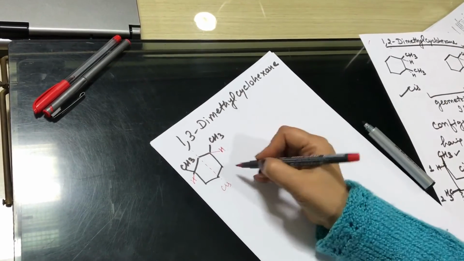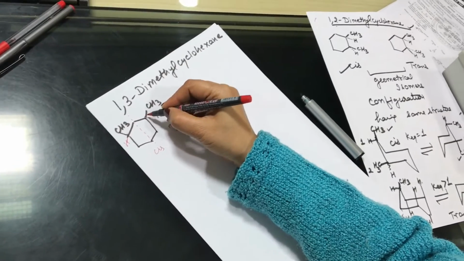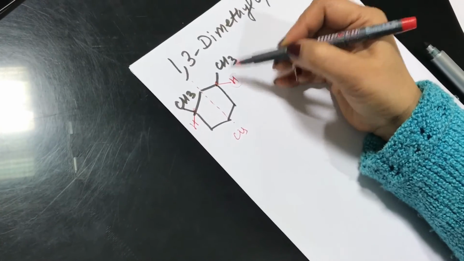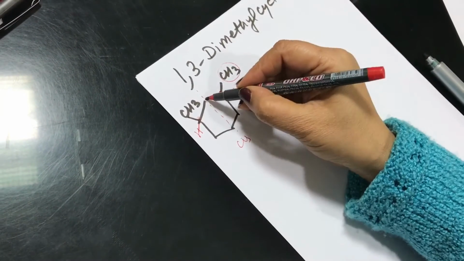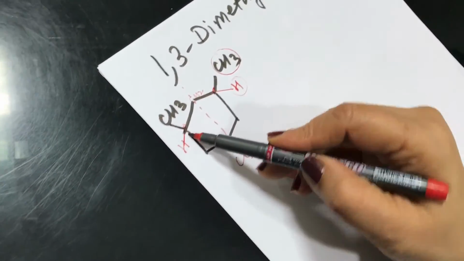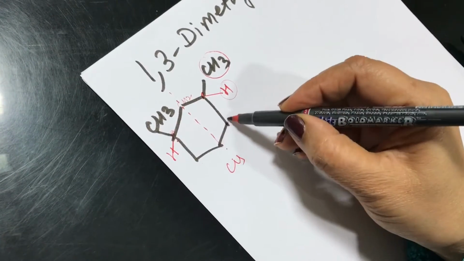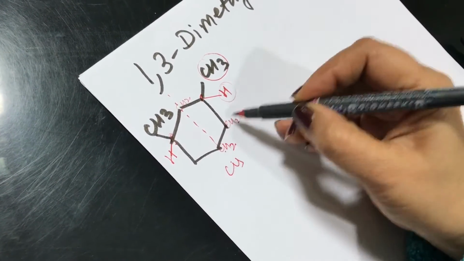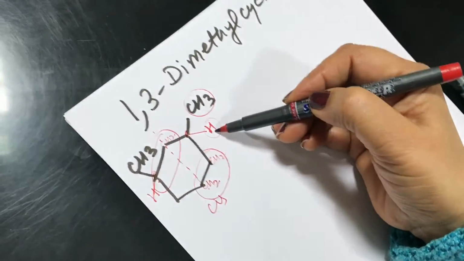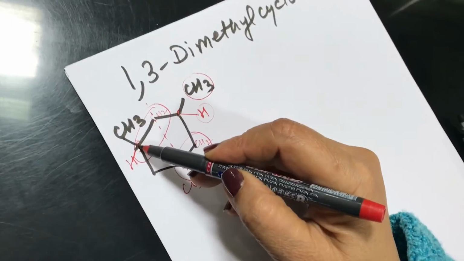Plane of symmetry. But these two carbons are chiral carbons. How? This carbon is attached to 4 different groups. One is methyl, one is hydrogen, one is CH2, then CH, CH2, then CH. On the other side, this is CH2, CH2. So these two sides are taken as 2 different groups. So this carbon will be chiral and this carbon is again chiral.